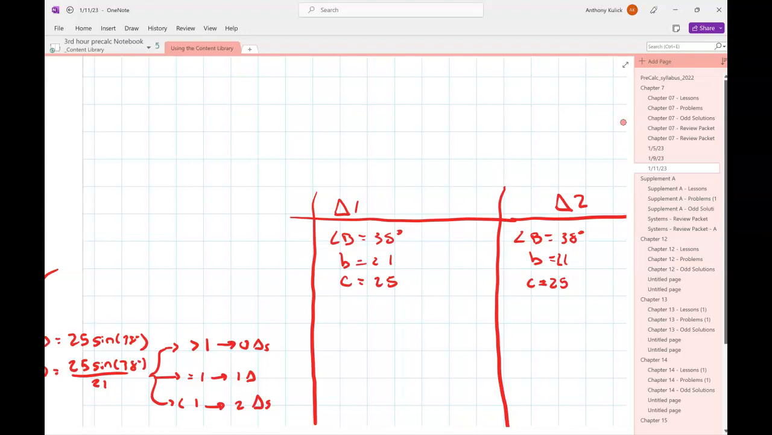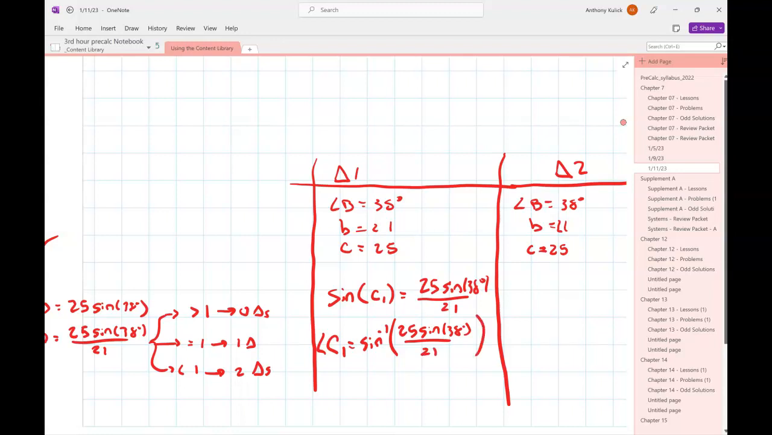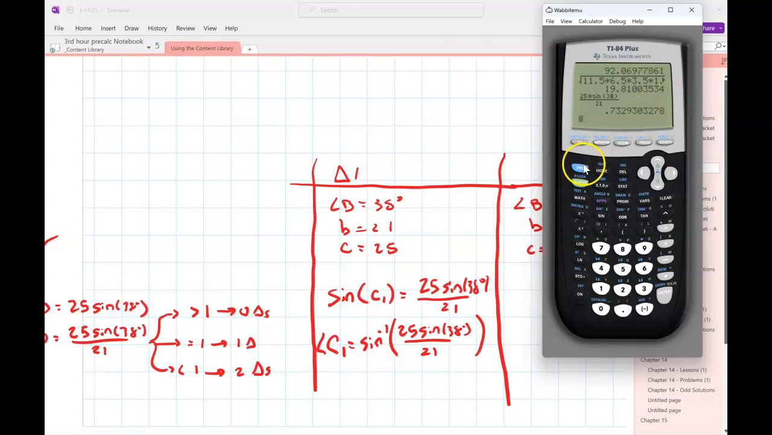And to find angle C1, well, I know that sine C1 is equal to 25 sine 38 over 21. So to get that angle C1, I'm just going to do the sine inverse then of both sides. So if I go to my calculator, I'll do sine inverse, and then I already have the number there, so I'll just do the ANS command. So I get 47.13 for my angle C1.